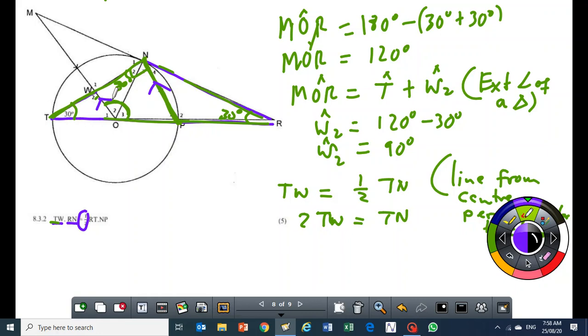Unless, can I have your attention? Unless you say that this angle is 90 because it is an angle in a semicircle, therefore W2 is equal to that because they are corresponding angles. Did you do that? No. You see, the main issue is not about what you are seeing, it's about writing it down. Did you write it down? Did you prove that W2 is 90?